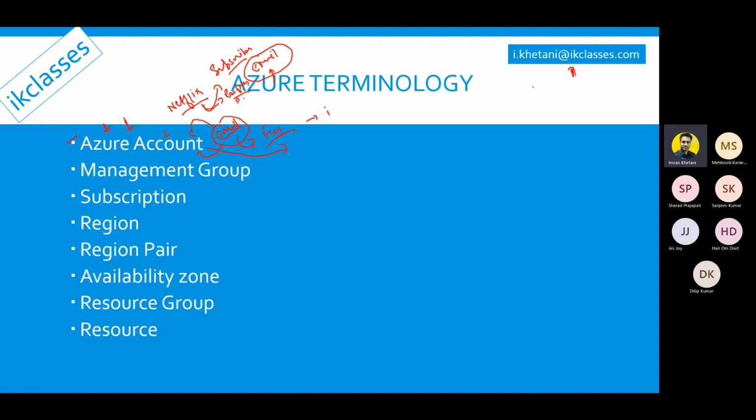But I want my friend to use my Azure account. So I'll create one user using Azure Active Directory, let's say a dot something at ikclasses.com. So this is another Azure account. But the account that I used to subscribe has the full rights, and the new account that I have created will have whatever rights I specify. So that is the Azure account. You have subscribed, and that becomes your Azure account.